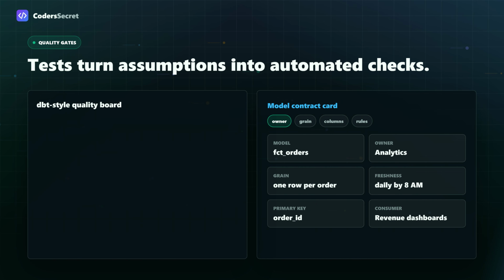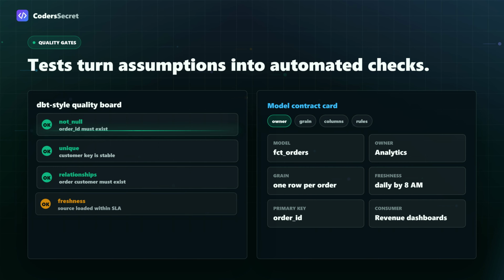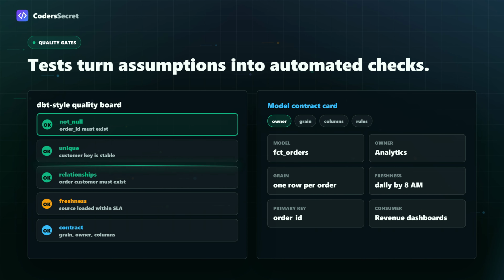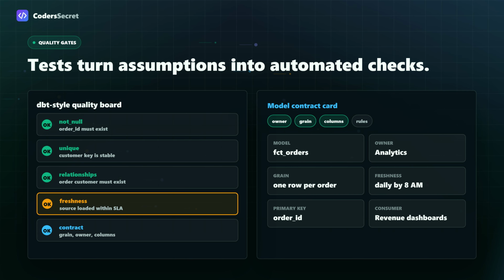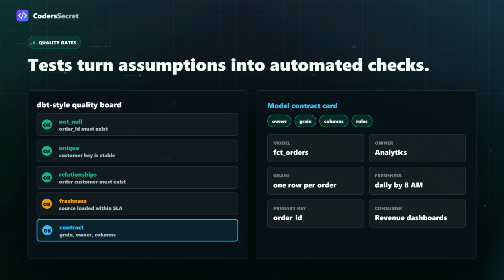Here, the screen turns hidden assumptions into visible checks. A not null test says every order must have an order ID. A unique test says customer keys should not repeat in a dimension. A relationship test says each order must point to a known customer. Freshness checks ask whether the upstream source is current enough. A contract card records owner, grain, columns, and change rules. Quality is not a cleanup sprint. It is an engineering workflow.